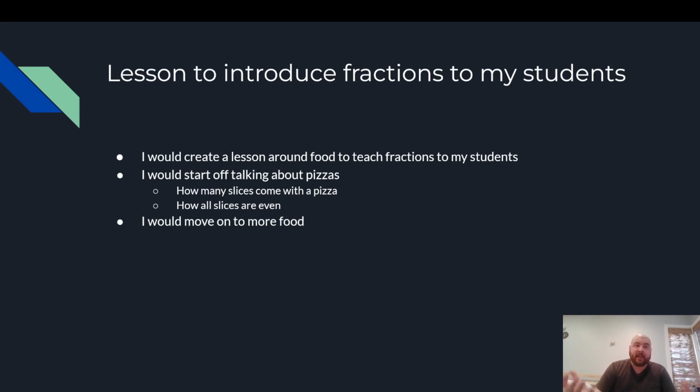So let's say I was to deliver a pizza to your house. How many slices come with a pizza? And I hope students will know, but maybe not all students will. But 8 slices is the common thing that comes with pizza. So each pizza usually has 8 slices, and all slices tend to be even. So I would talk to my students. So if we have a pizza and all slices are even, there's 8 slices in there.